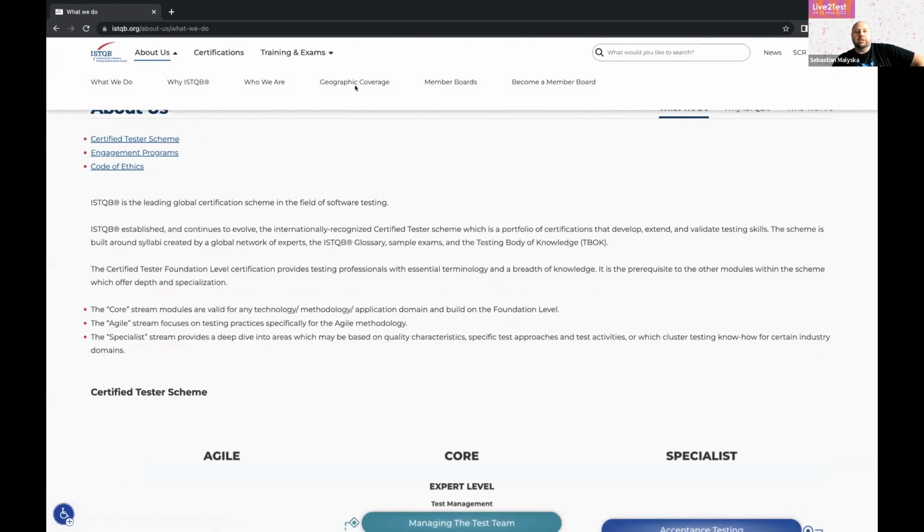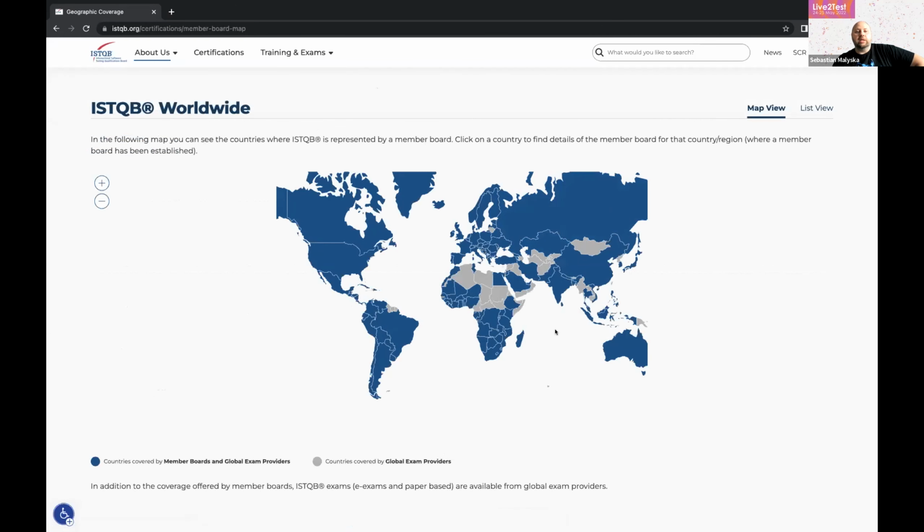So this is something which is available by one click. Also, if you're thinking about the coverage, the coverage is presented in that way.